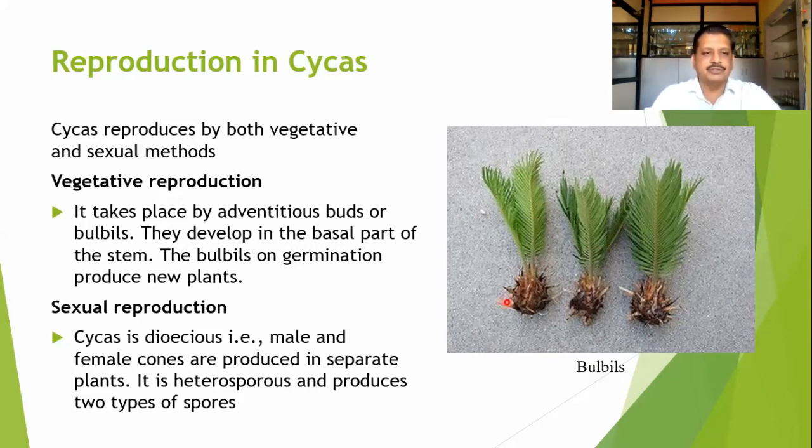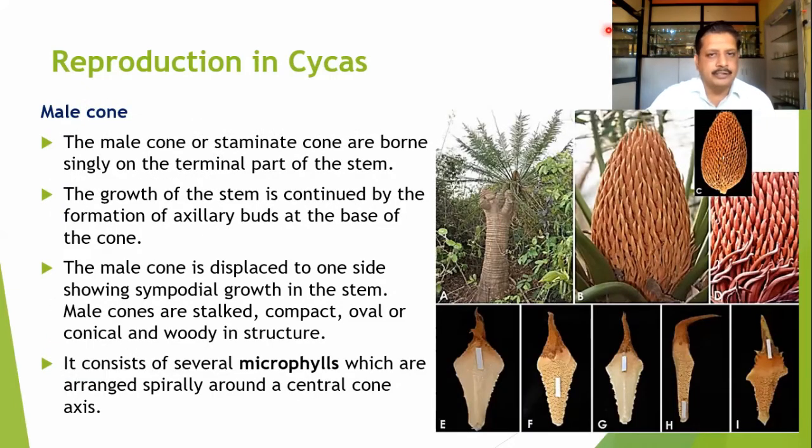When we talk about sexual reproduction, Cycas is a dioecious plant. Male and female cones are produced on separate plants, and it is heterosporous in nature and produces two types of spores, microspores and megaspores. Here it is the male plant, we can say male cones are there. Here you can find that these are the microsporophylls, compactly organized and spirally arranged on the male cone.